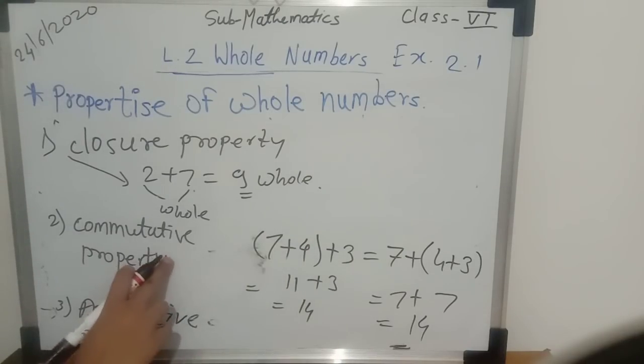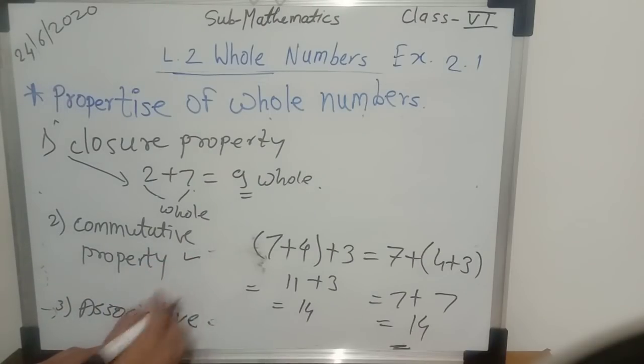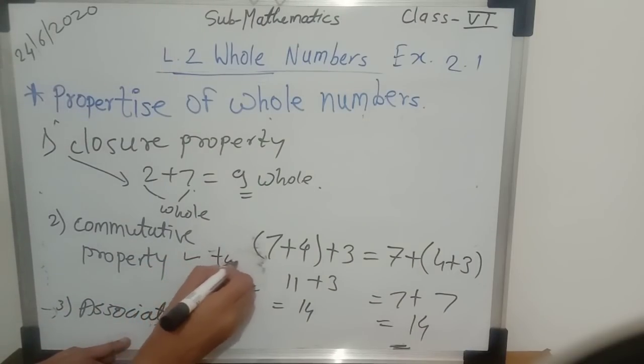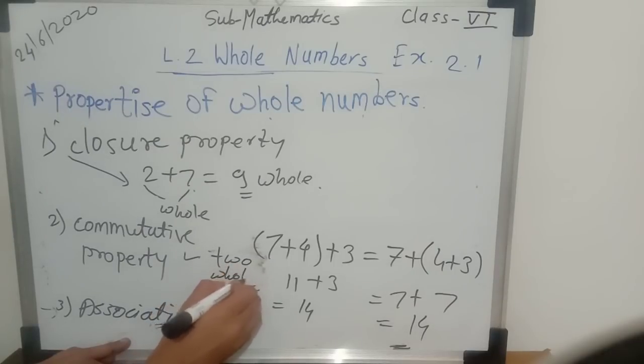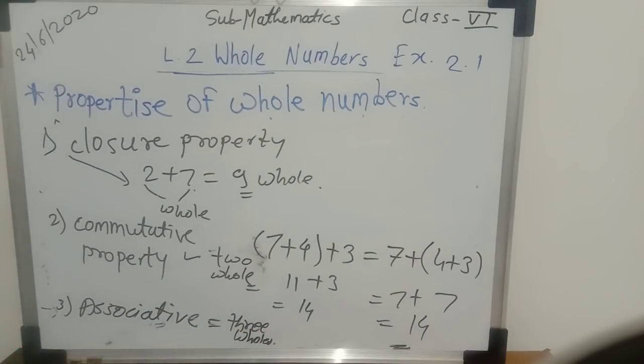The difference between commutative property and associative property: in the commutative property we are adding two whole numbers and here we are adding three whole numbers. Now students, in the next session, we will see the properties for subtraction, where we will see whether the closure property is applicable when we are subtracting whole numbers.